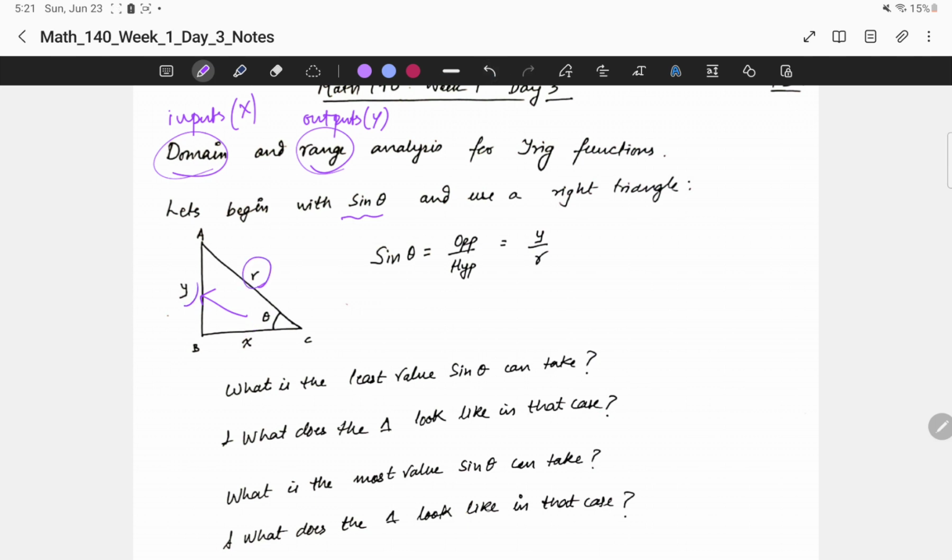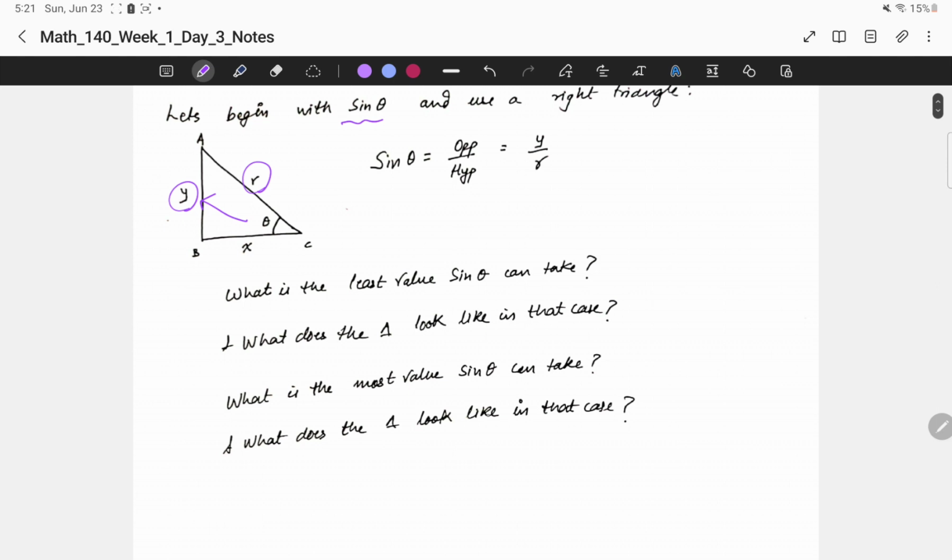What is the least value that sine theta can take? Now, let's look at this ratio. So what happens? As y increases, sine theta increases. As y decreases, sine theta decreases. So if we want to find the least value, let's say if y is 0, then sine theta is 0. What does a triangle look like in that case? It's no longer a triangle. It's just flat. It doesn't have a height.